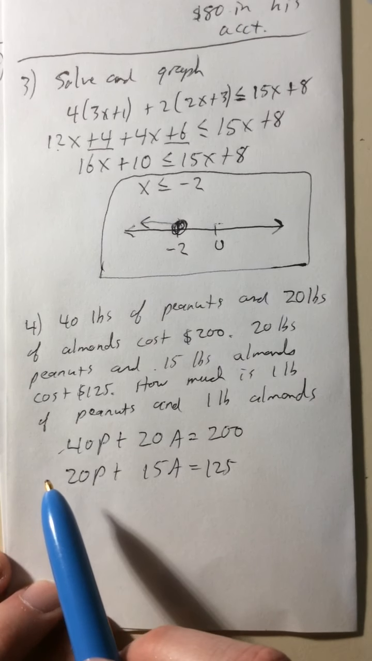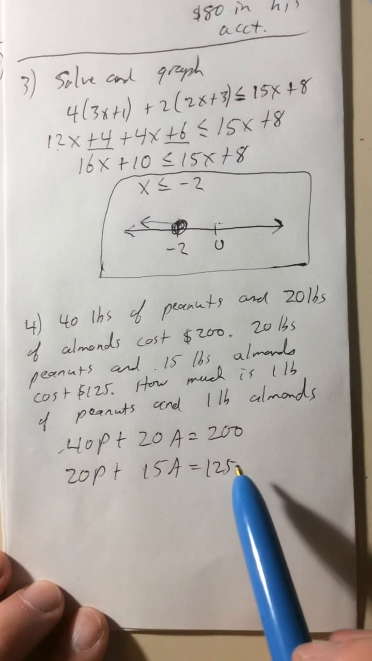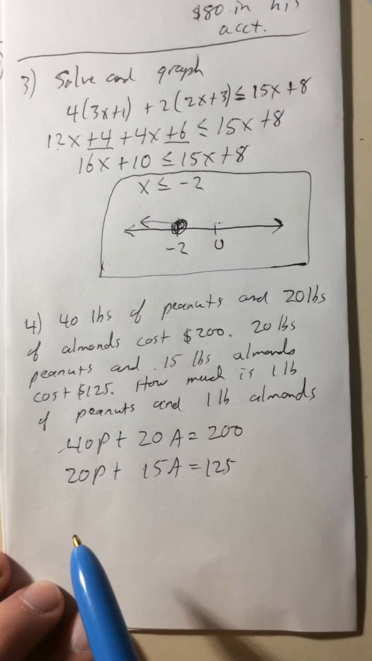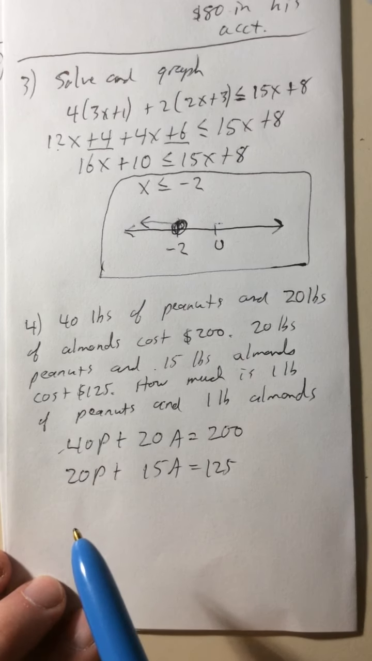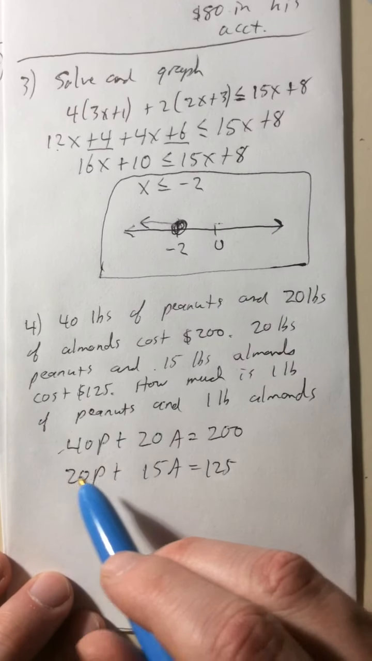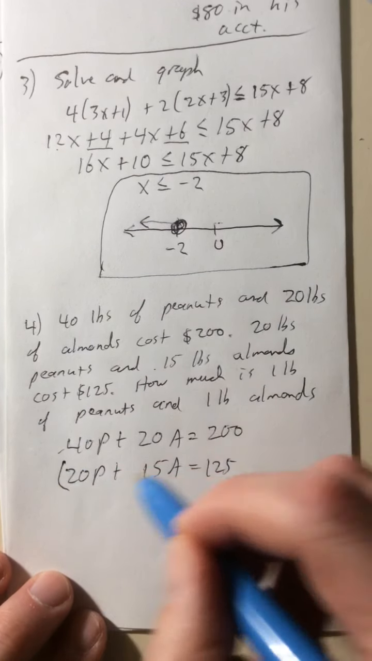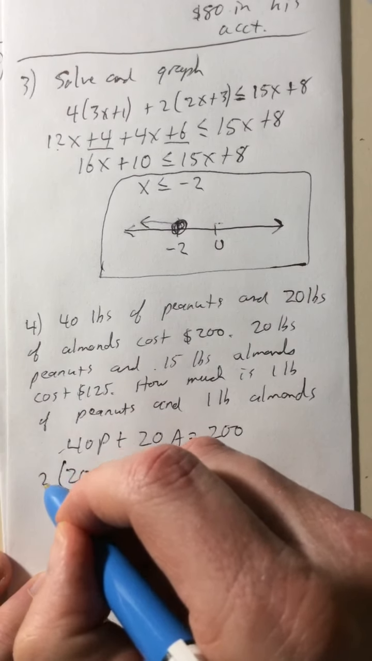As we hopefully remember, if we just multiply the bottom equation by 2, that'll make that a 40 and that a 40, and we'll be able to do some nice subtracting and things will disappear. So we're going to multiply the bottom equation by 2.